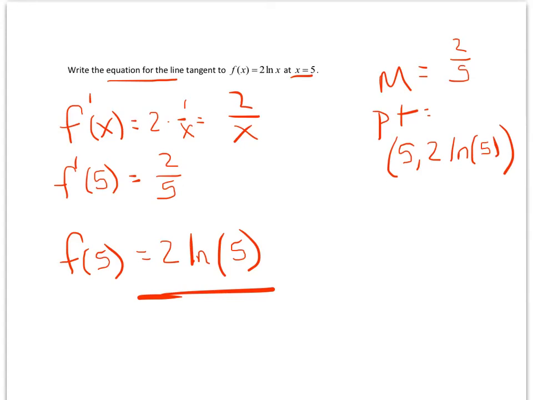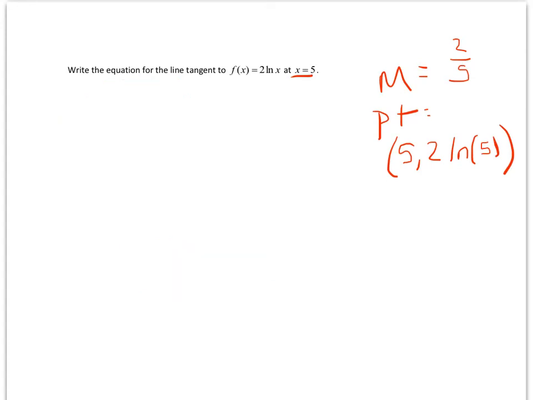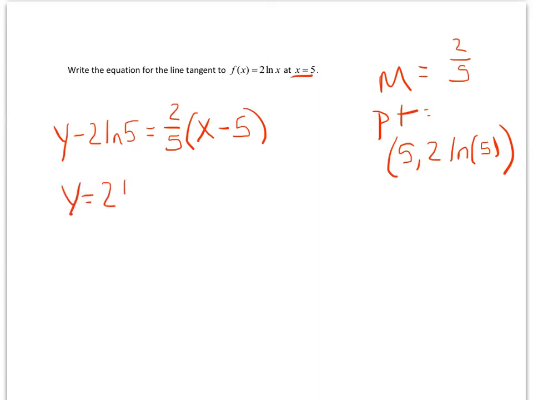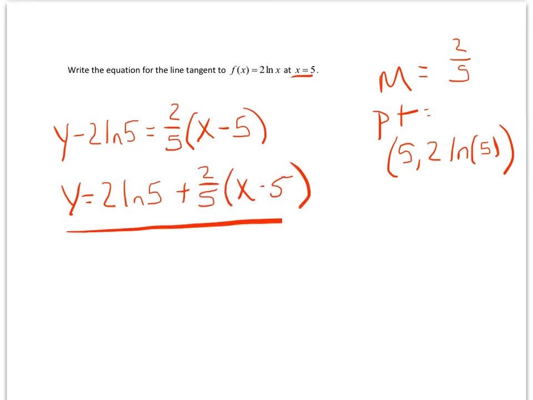Now it's time to write the equation of the line. So we do y minus y naught equals the slope times (x minus x naught). And we just add the y value over, so we end up with y equals 2 ln 5 plus 2/5 times (x minus 5). And there is my equation for the tangent line.